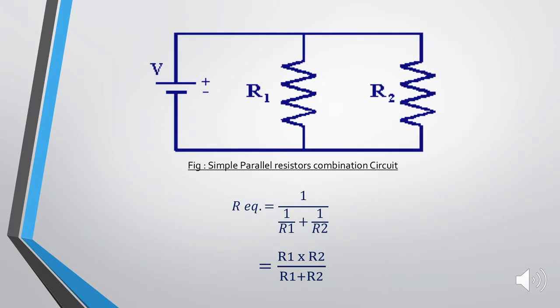Before we jump onto the current divider formula, let's talk a bit about equivalent resistance. Equivalent resistance in a parallel circuit is simply the product of the individual resistances divided by the sum of the total resistance. This equivalent resistance doesn't change the circuit physically but only makes a conceptual change in order to simplify the mathematical analysis of the circuit.